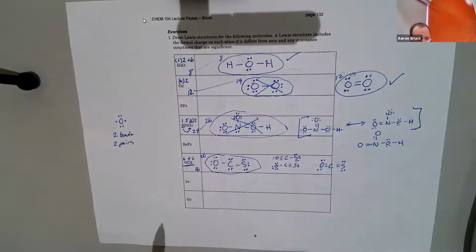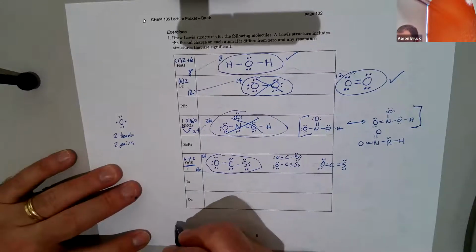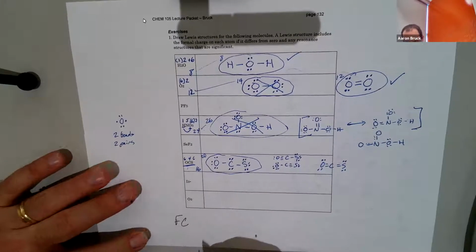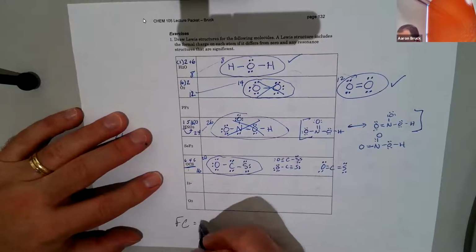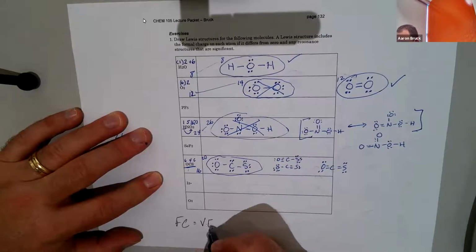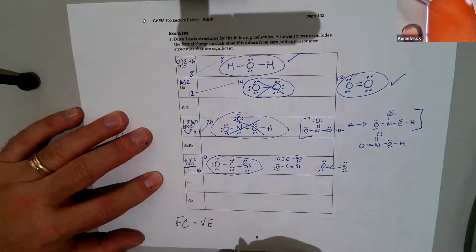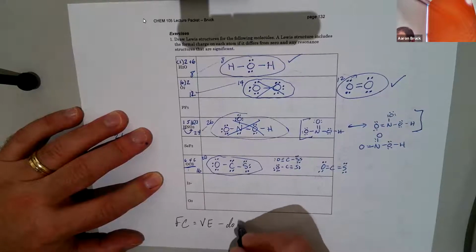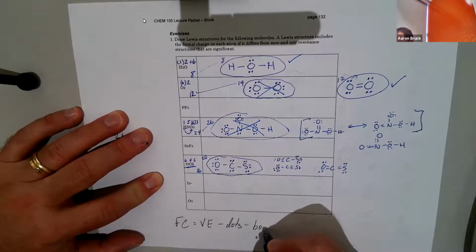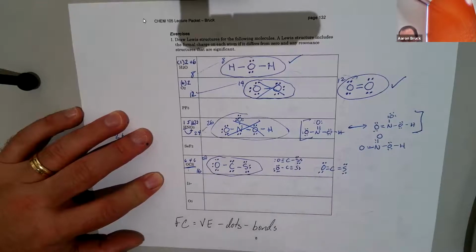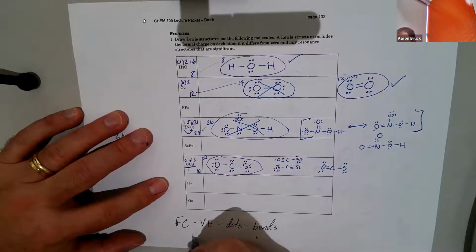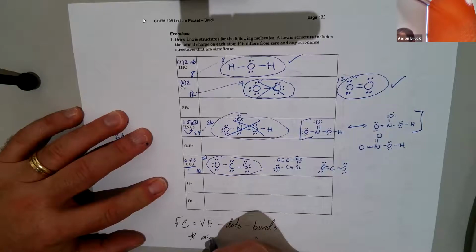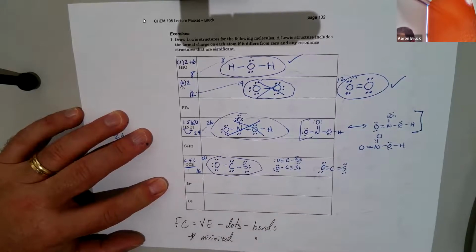And the answer to that question came down to a particular concept. The concept in question was something called formal charge. And if you recall from Friday, formal charge is the number of valence electrons for an individual atom minus its dots minus its bonds. And the key to formal charge is that it needs to be minimized wherever possible.